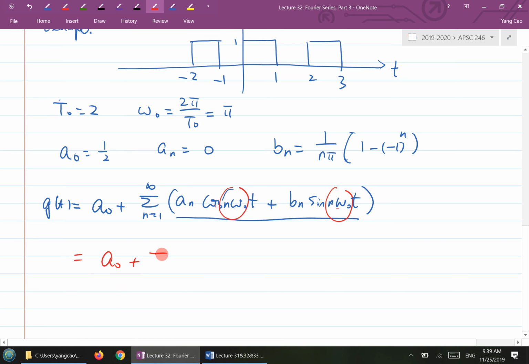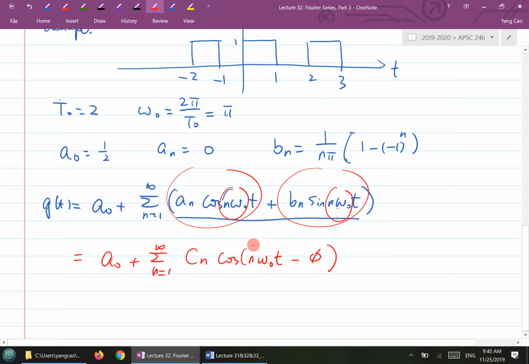So you put them together. When you put these two terms together, you get a writing that looks like this. When you add these two terms together, you can write it as a single term. The single term has an amplitude, has the same frequency, and then a phase angle.